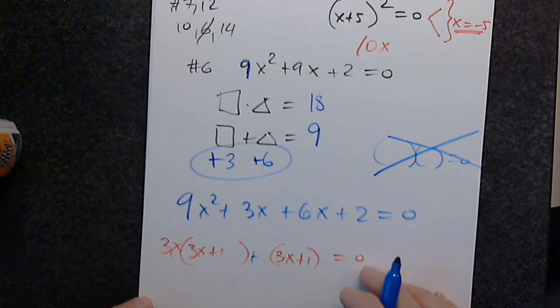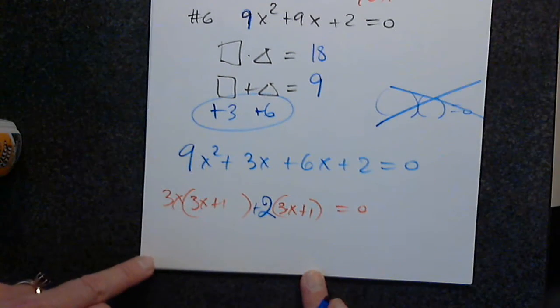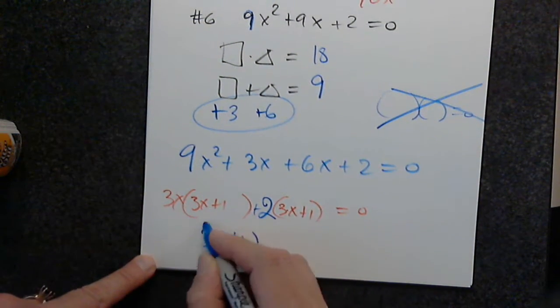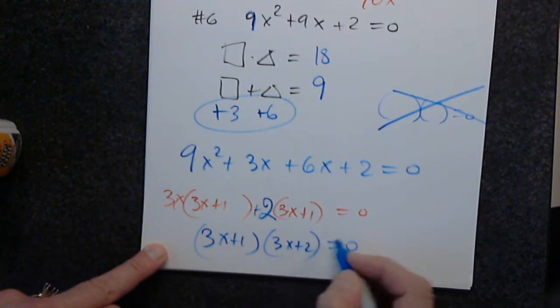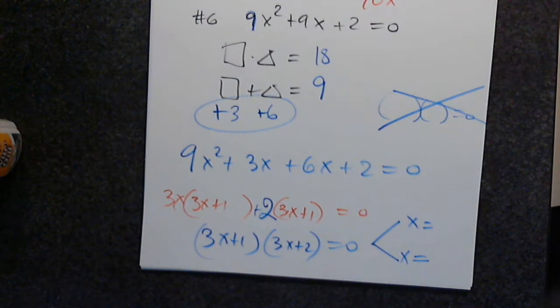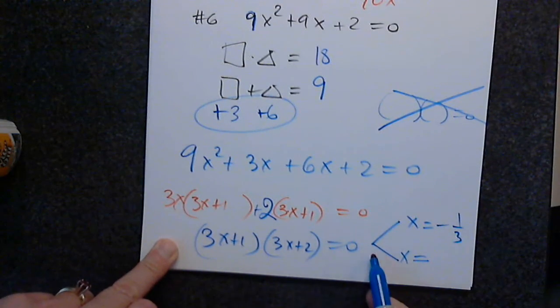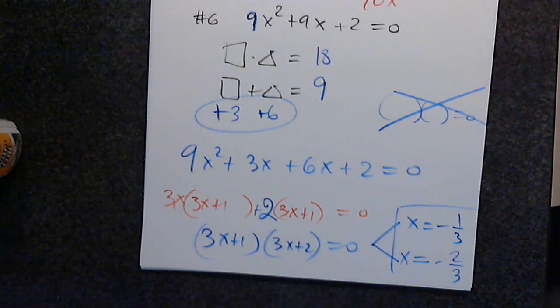Plus. Excellent. The common factor goes out, which is? Excellent. And now we have one more factor, which is? And now you're going to give me 2 solutions. And they are distinct. 2 solutions. X equals minus 1/3. Excellent. And minus 2/3. These are our solutions.